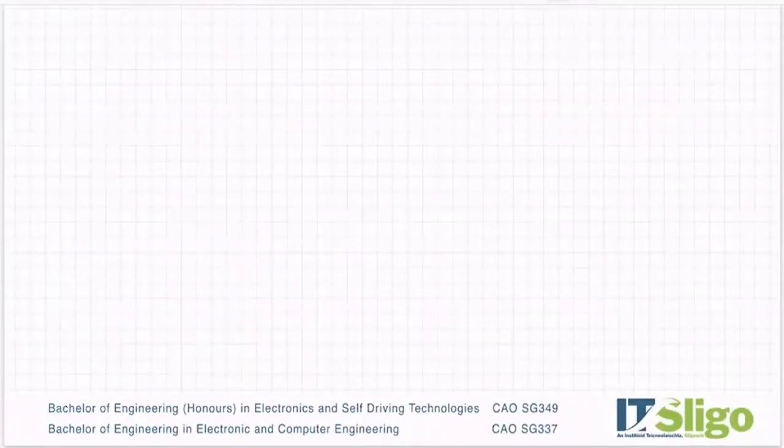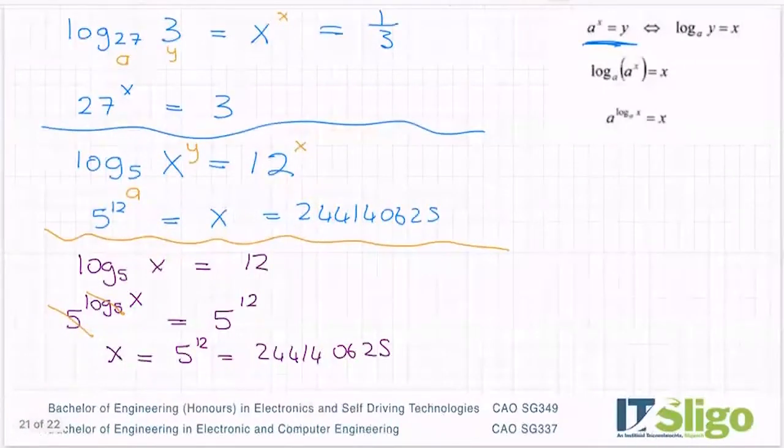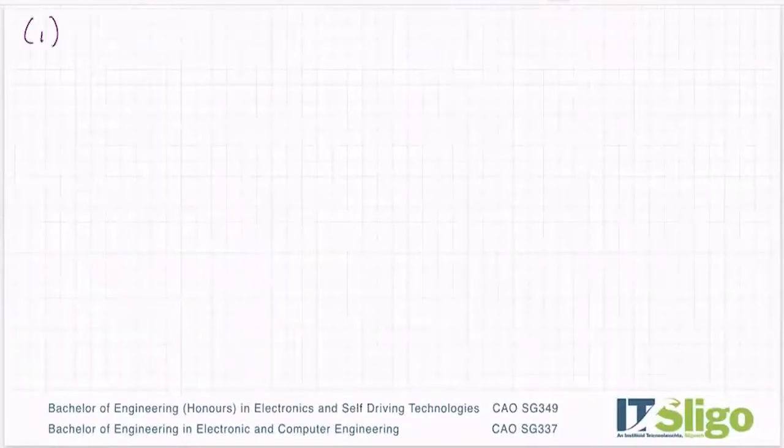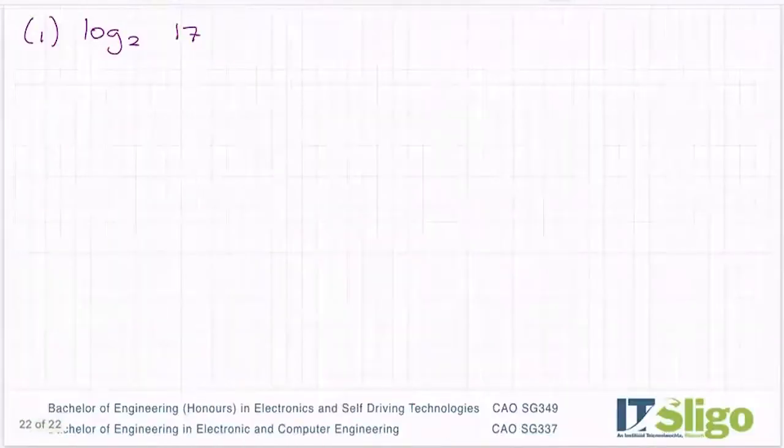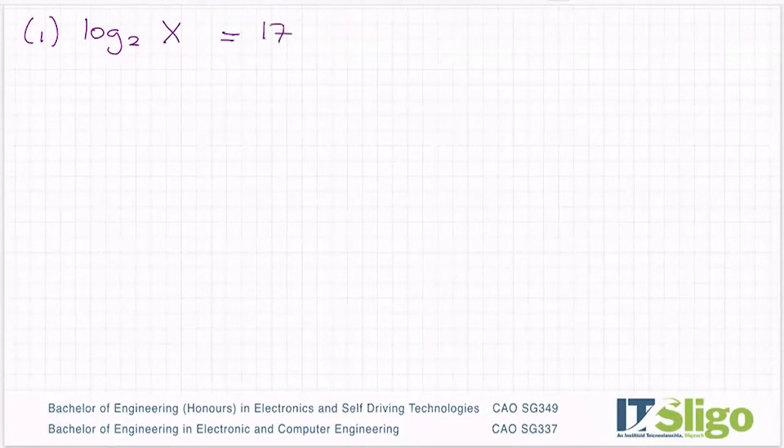I'm going to give you one or two to practice just to see how you get on. We will do these types. So the first one is log to the base 2 of x is equal to 17. And then try this one, log to the base 3 of x being equal to 50. I'm going to pause now and give you a chance to do them.